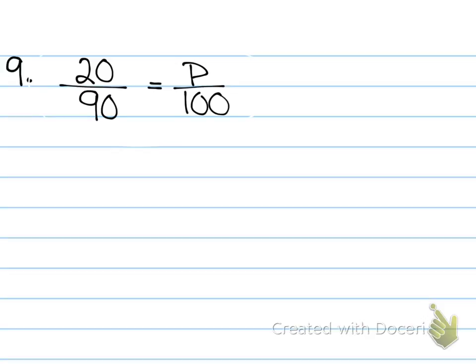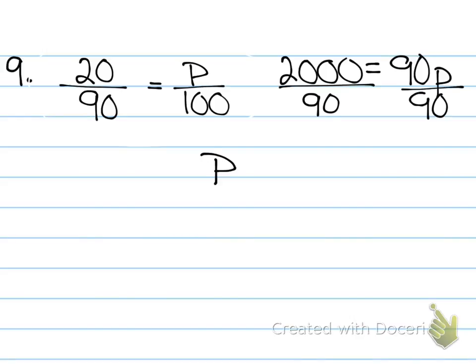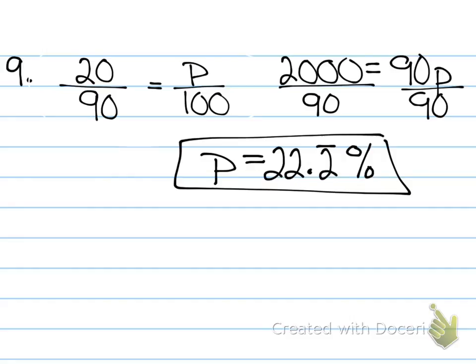Okay, now I gave you fair warning before the quiz yesterday that I have to see not only the formula being used, so here I use proportion, but I also have to see your cross products. 2,000 equals 90p. And now I have to see the division. Divide both sides by 90, and p is 22.2 repeating percent.